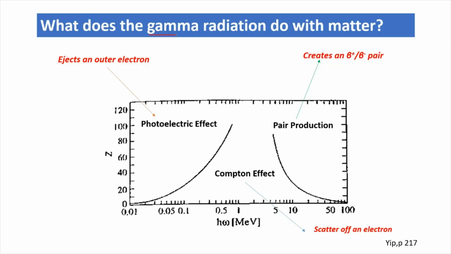This gamma radiation can interact with matter in three different ways. It can be through the photoelectric effect, through the Compton effect, or through pair production. Let us discuss each one of them in more detail. In the case of the photoelectric effect, the gamma ray photon ejects an outermost electron. In the case of the Compton effect, it just scatters off an electron, and in the case of pair production, the gamma ray photon creates a positron-electron pair.